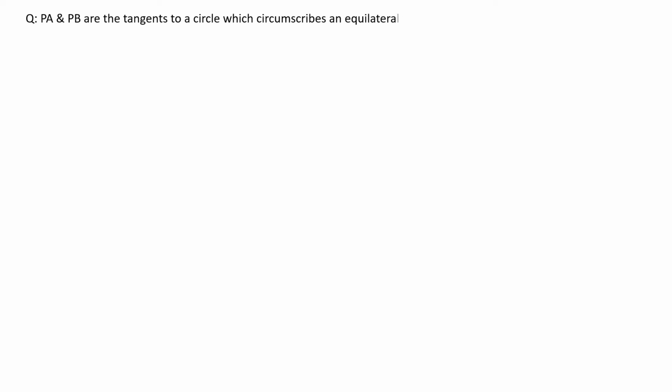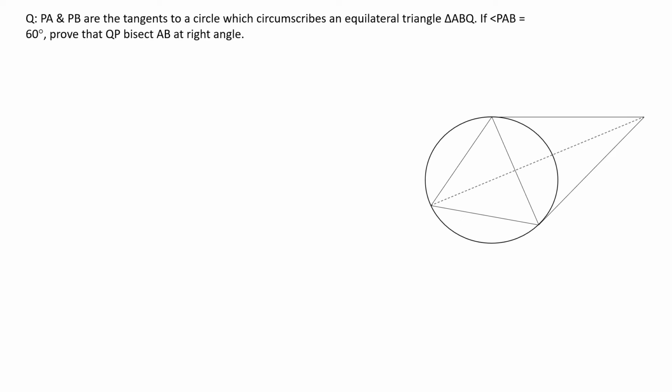PA and PB are the tangents to a circle which circumscribes an equilateral triangle ABQ. If angle PAB equals 60 degrees, prove that QP bisects AB at right angle. Let's draw the picture first.